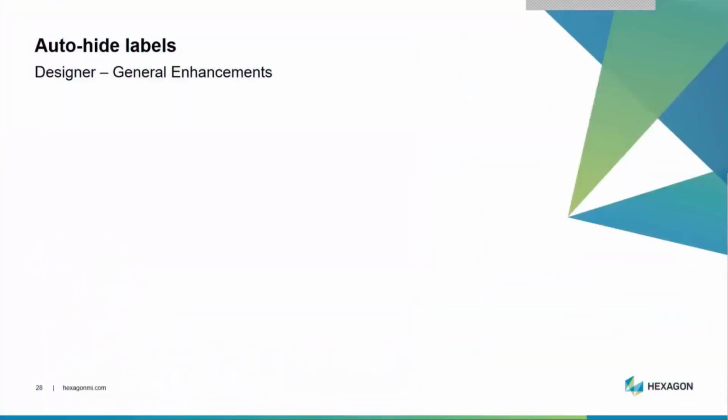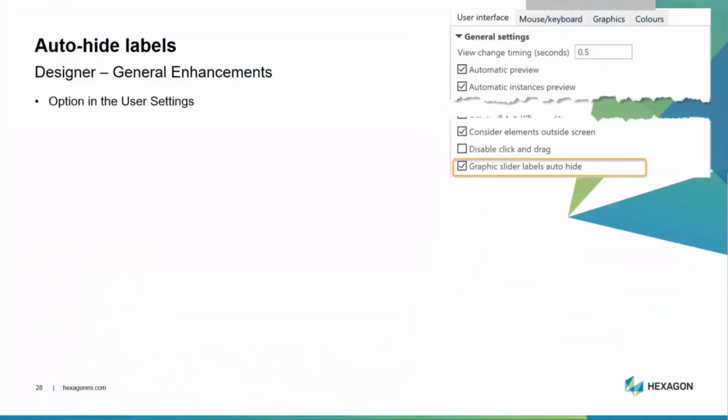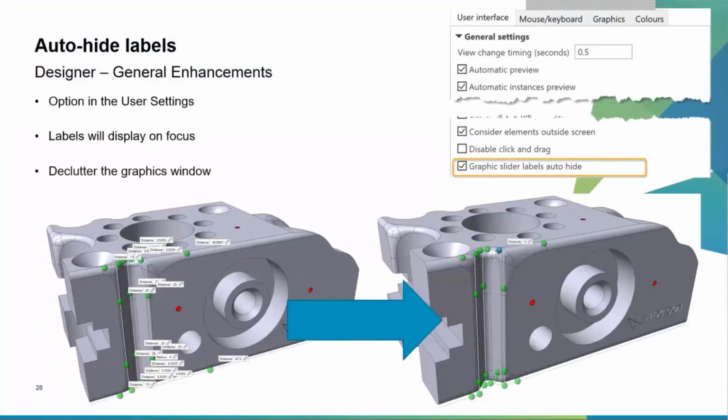We now have the option to auto-hide labels, and it's available in the user settings. So if you check this option, the labels will display on focus only. That means if your cursor is hovering over one of the green graphic sliders, so you can see from this image, it can be quite cluttered and you get a lot of overlapping labels, which maybe aren't very helpful. Whereas on the right, as we move the cursor over one of the sliders, we can see the label and input the values on focus.